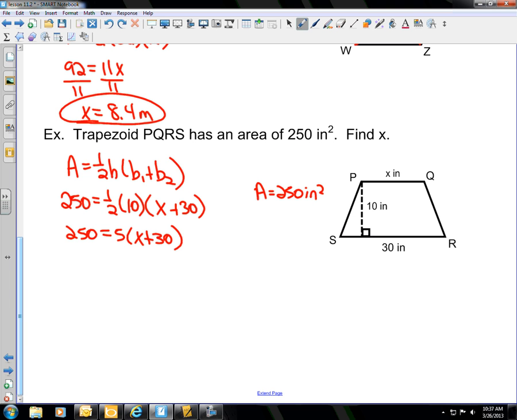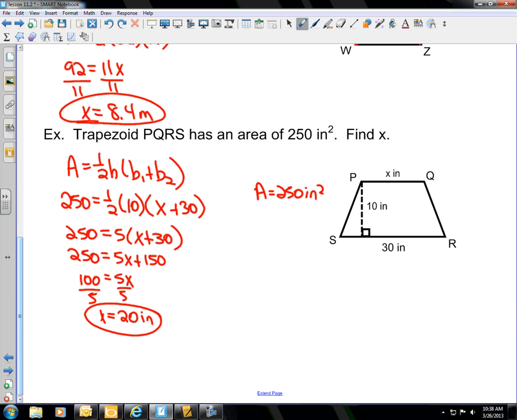Then what would I do? Distribute the 5. So I end up with 250 equals 5X plus 150. Subtract the 150 from both sides, and then divide both sides by 5, and X is 20 inches. All right, any questions on that? So we had 2 formulas. We had our trapezoid formula: the area is half the height times the sum of the bases, and then our rhombus and kite formula, which is half diagonal 1 times diagonal 2.